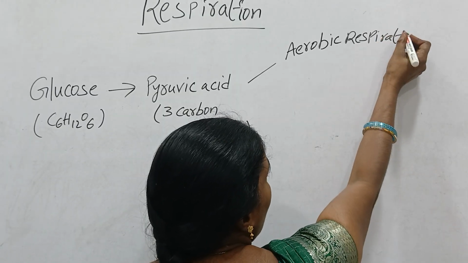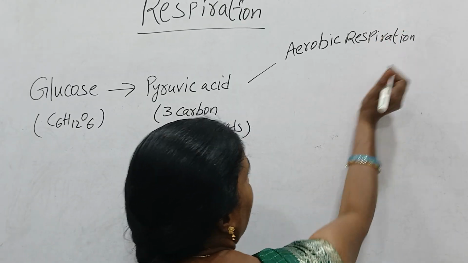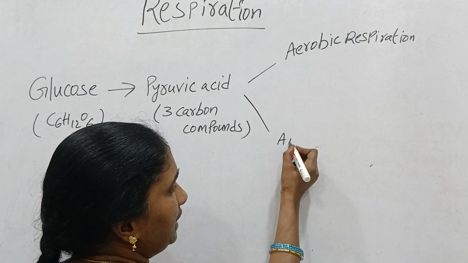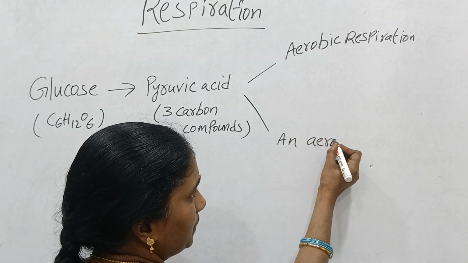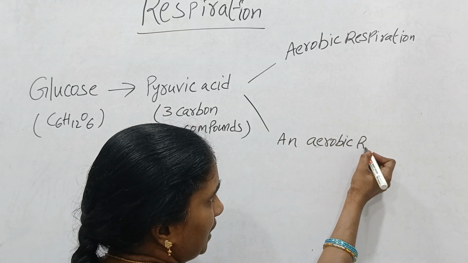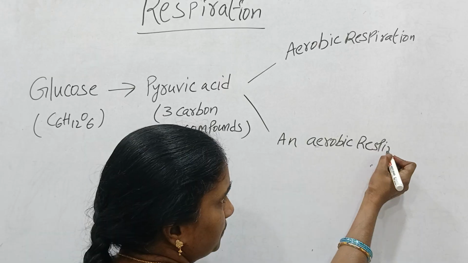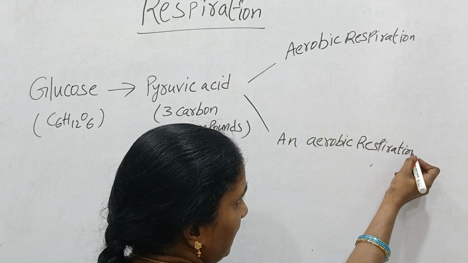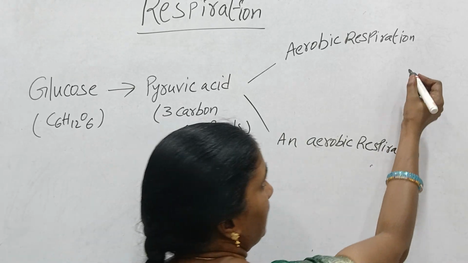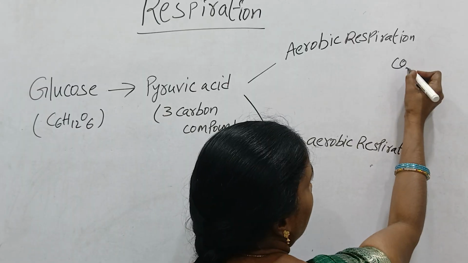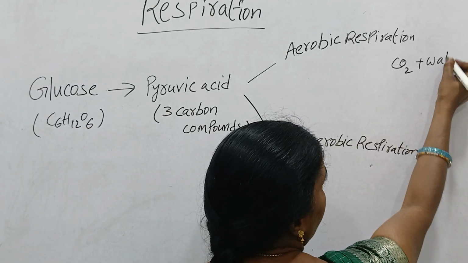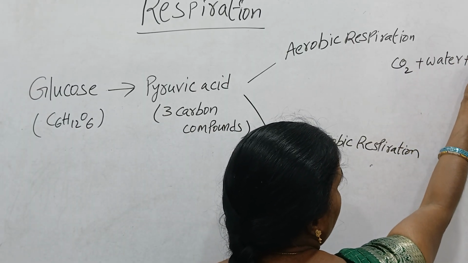Okay, if there is no availability of oxygen, then anaerobic respiration will occur. Anaerobic respiration. In aerobic respiration, what are the end products? Carbon dioxide plus water plus energy will be released.